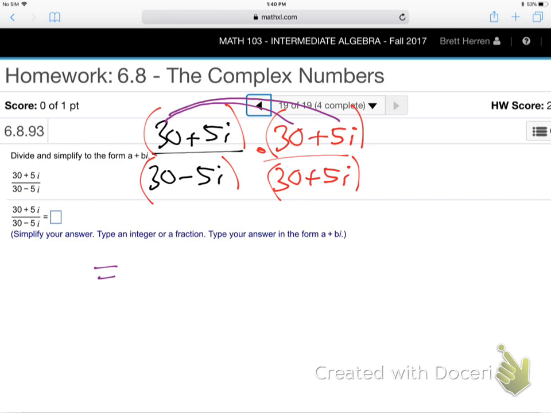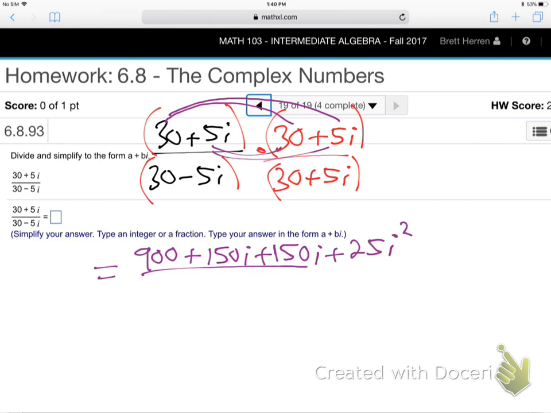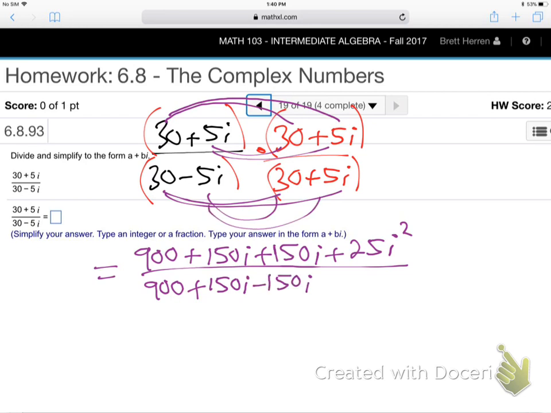Multiply both those. Good. So 30 times 30, 900, plus 150i, and boom and a boom, so plus 150i plus 25i squared. Good so far. On the bottom, boom, and a boom: 900, it's 150i, boom, boom, minus 150i, minus 25i squared.